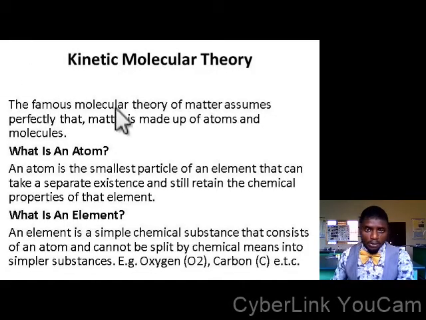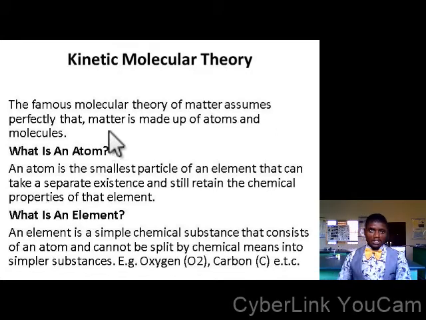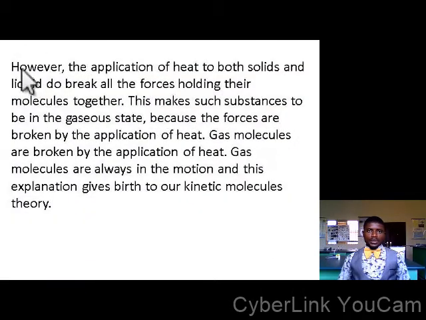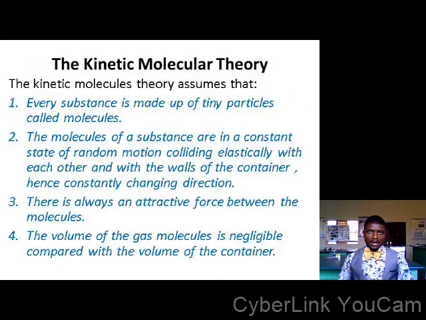So the famous molecular theory of matter assumes that matter is made up of atoms and molecules. I just said that. You know what an atom is, you know what an element is. So let's move on. A molecule is a group of atoms of the same or different element joined together in a simple proportion. So we all know what a molecule is. So let's move on quickly. These are the things you need to just pause and read. I will explain the areas that are very important.